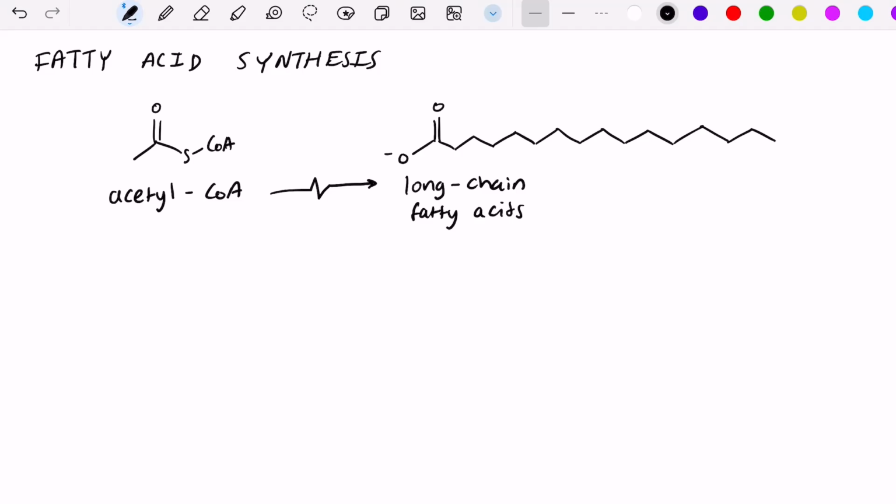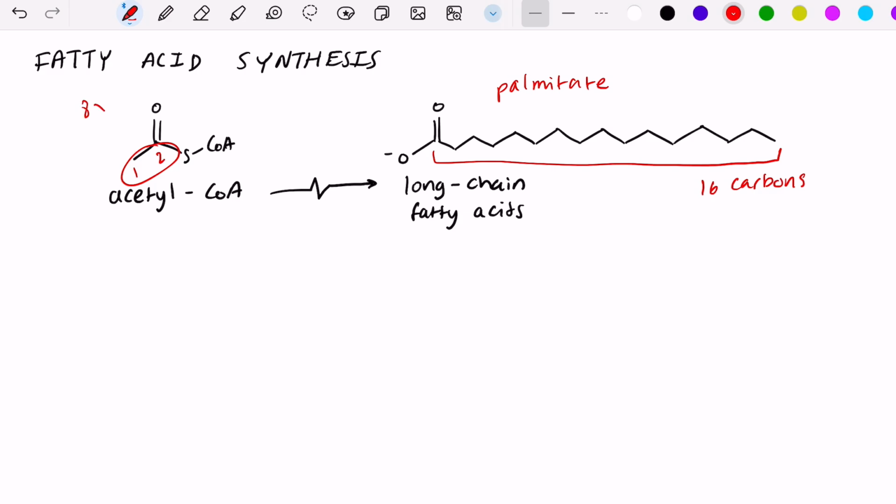So today we're going to be talking about fatty acid synthesis. This is a process that happens in the body where we form long-chain fatty acids from acetyl-CoA molecules. So you'll notice the acetyl-CoA molecule only has 2 carbons, and this long-chain fatty acid is called palmitate, and it is 16 carbons long. So it would take 8 acetyl-CoA molecules stitched together to make our big long-chain fatty acid molecule.